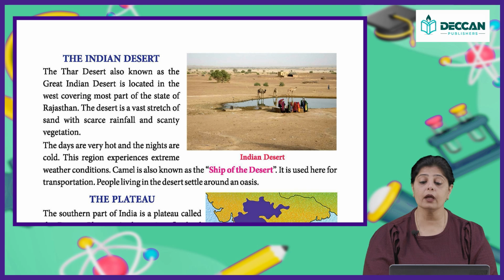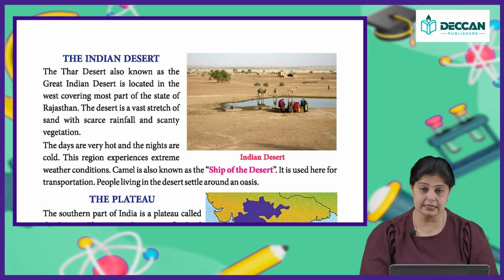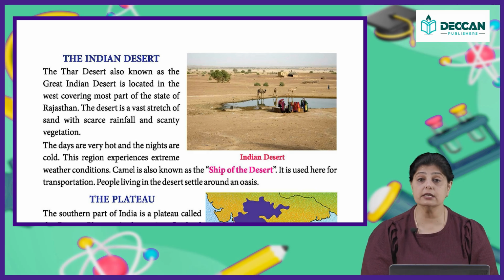Then you have the Indian desert. Now the Thar desert, also known as the Great Indian Desert, is located in the west, covering most part of the state of Rajasthan. So in the west of India, you have the Great Indian Desert, which is known as the Thar desert. Now the desert is a vast stretch of sand with scarce rainfall and scanty vegetation.